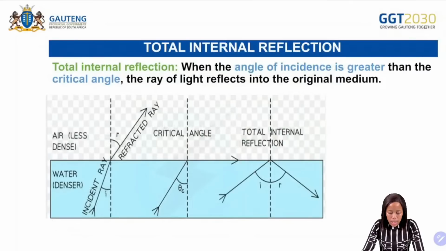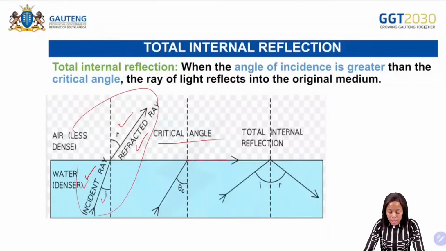Then we have total internal reflection. It says when the angle of incidence is greater than the critical angle, the ray of light reflects into the original medium. Just to remind you, you must make sure that you know how to label the incident ray and the angle of incidence, the refracted ray, and the angle of refraction. So this part here represents refraction. And just to remind you on the critical angle, it is when the refracted ray lies in between the 2 mediums of 2 different optical densities.